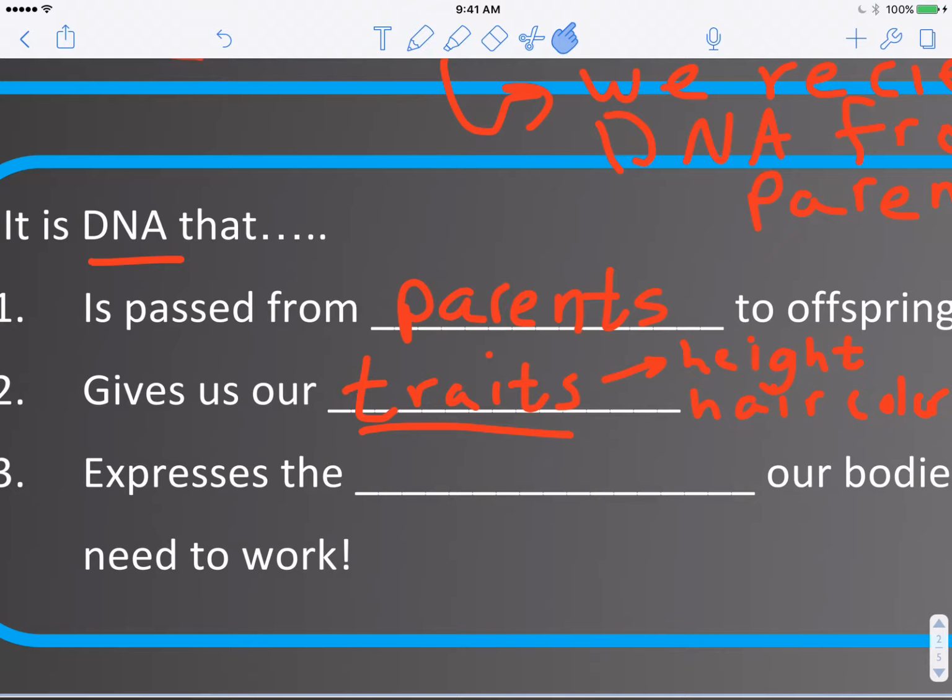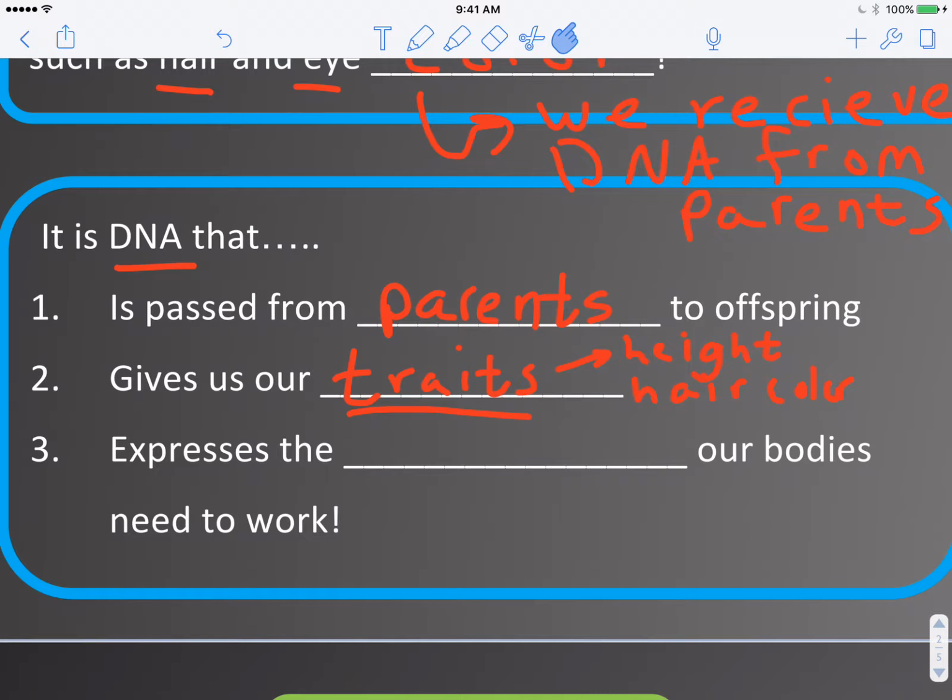One of the most important things that's rarely talked about though, at least at this level, is how DNA expresses the proteins that our body needs to work. And what I really want you to focus on, is what we briefly touched upon last lesson and what we're going into next, is that these really important proteins are what we call enzymes. Without these enzymes that the DNA expresses, our body would not function in the way that we need it to.